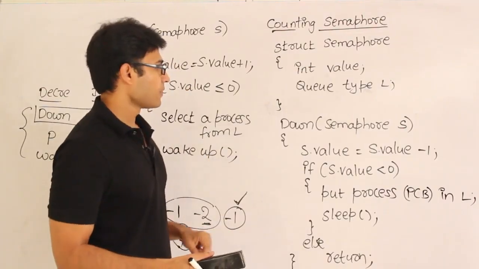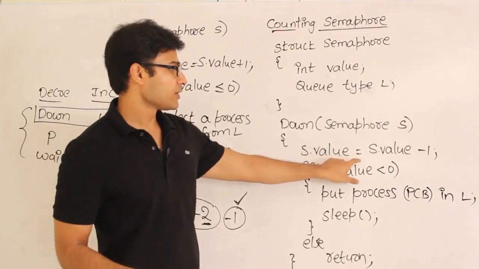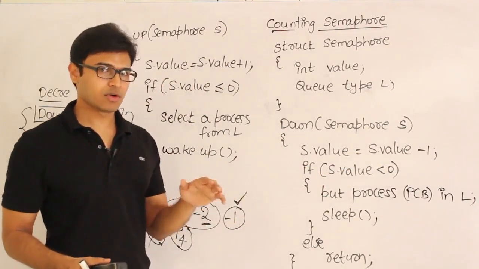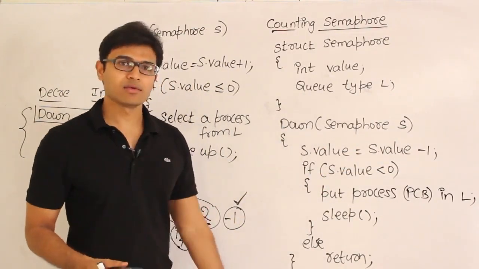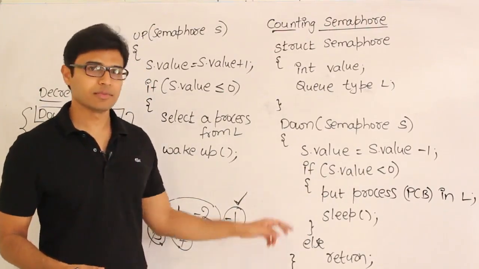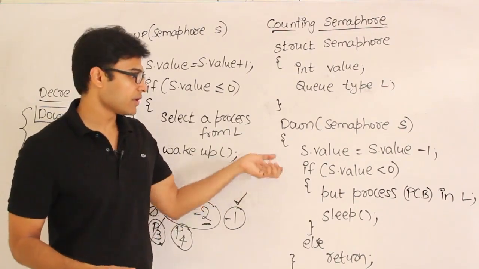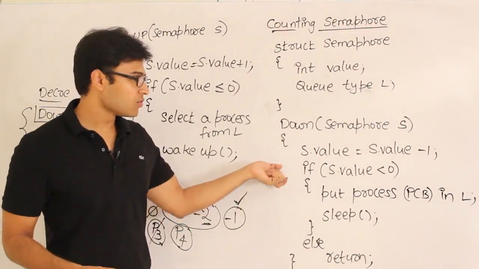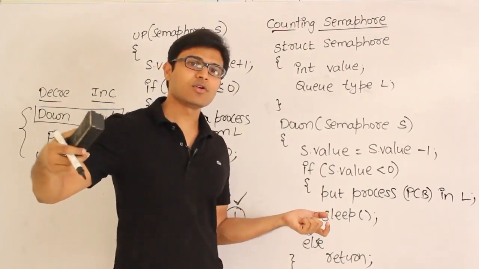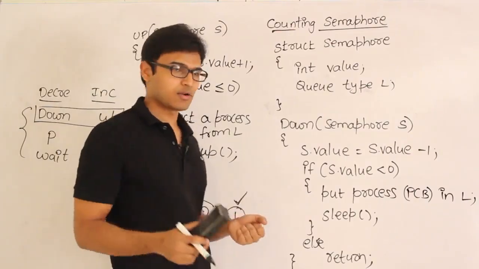And now down, watch it. So down is like this: s.value = s.value - 1. Whenever you want to perform down on a semaphore, we are simply decrementing the value, right? And then if s.value is less than 0, it means that when you try to decrement it and it goes below 0, the earlier value was already 0 or some negative value. Then you don't have permission to enter. I think I told you this. See this?